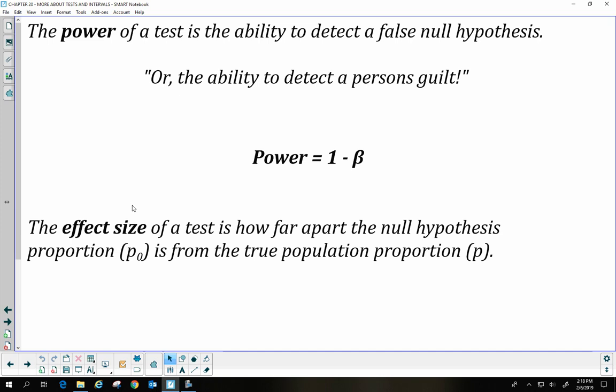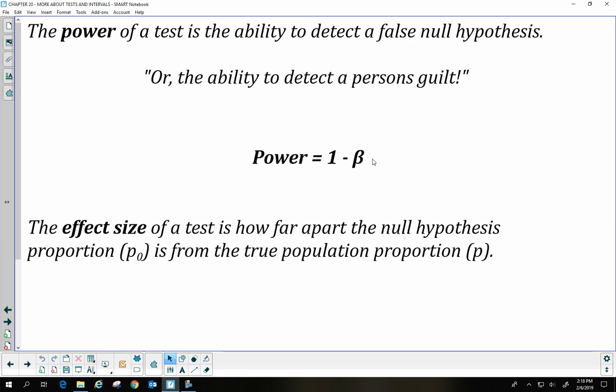A couple other little things about tests. We won't do a ton on these, but we need to know about them. The power of a test is the ability to detect a false null hypothesis. So if we're comparing it to our criminal justice system, our court scenario where we are innocent until proven guilty, so our null hypothesis is that we're innocent, the power of our hypothesis test is the ability to detect somebody's guilt, so properly reject somebody's innocence when they're actually guilty.